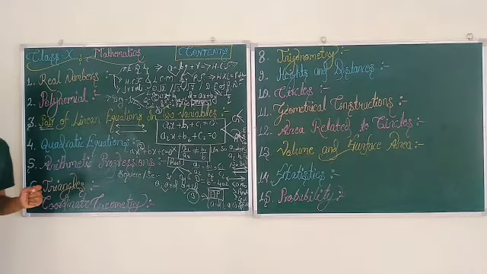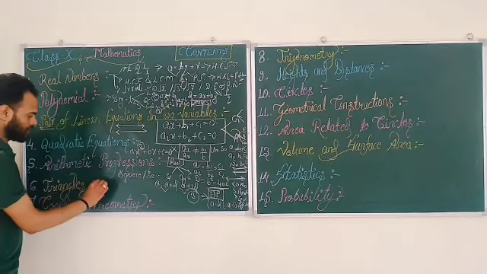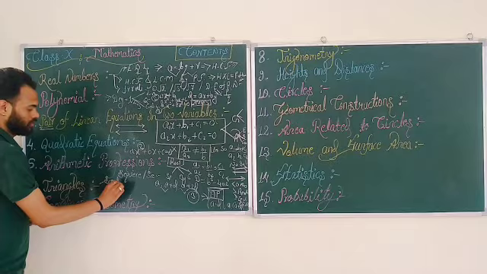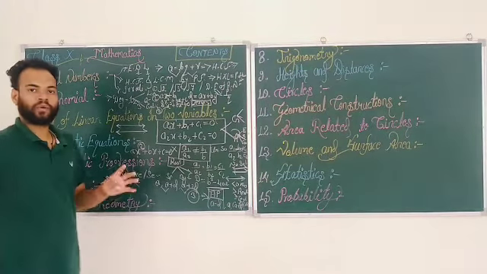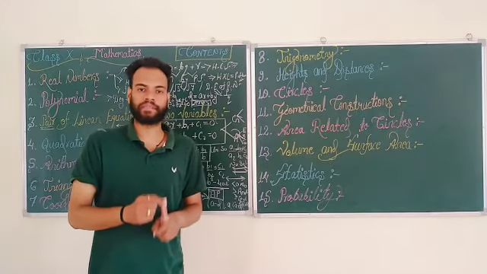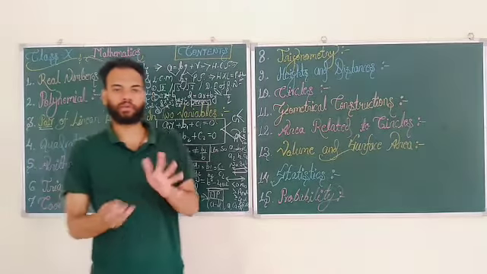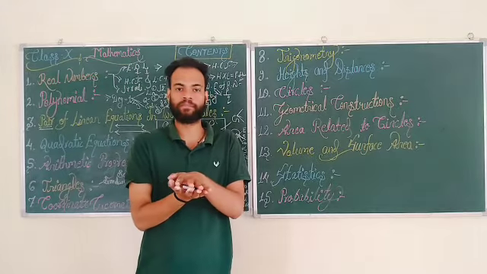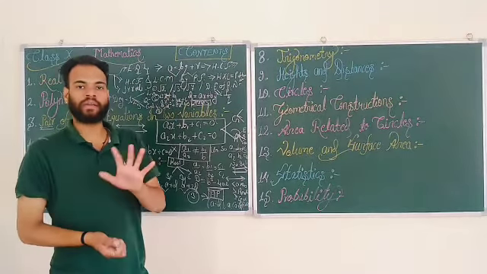Now your sixth chapter is triangles. Under this chapter, you study about similar triangles, and you also study congruence of triangles. There is one difference between congruence and similarity of triangles. In case of congruence, our two hands are congruent to each other. Why? Because they cover each other when we put one over the other. But in case of similar, my hand and your hand look similar.